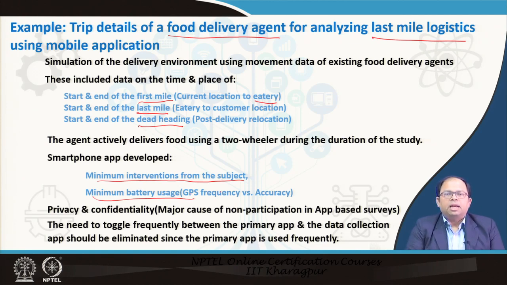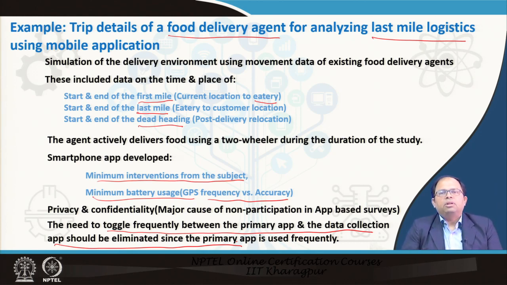If I connect with the GPS and continuously send information, then the battery will be drained. So we have to find the balance between the accuracy of our information and the number of times we connect with the GPS. And then the need to toggle frequently between the primary app and the data collection app should also be eliminated, since the primary app is used frequently. For example, a delivery agent will look into the main app many times so that he goes to the right address. But if we put in an app which also needs to be used during this time, then obviously he has to toggle between the apps. That creates confusion, so that also needs to be reduced.